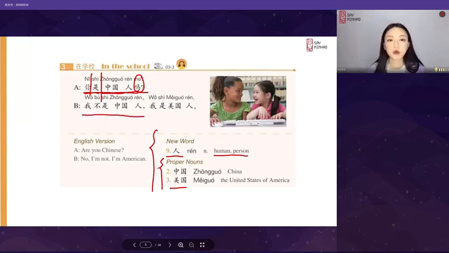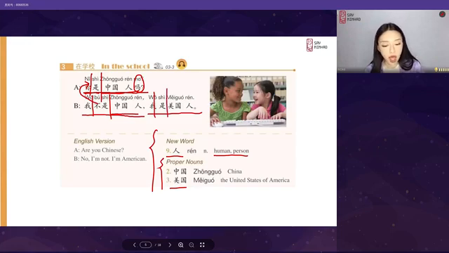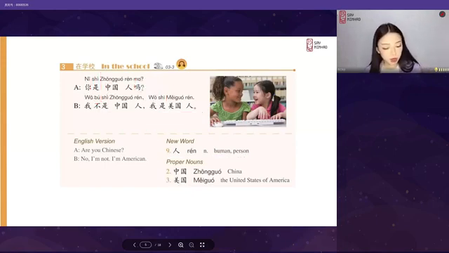And be answered. 我不是中国人。不是 is not. I am not. Not to be. It is the negative form of 是。我不是中国人。I'm not Chinese. 我是美国人。I am American. Okay, this text is really easy. And when you want to ask about someone's nationality, you can try to use this structure. 你是 which 国人吗?